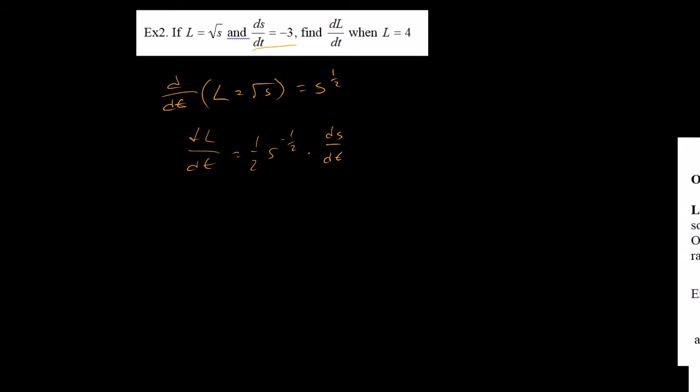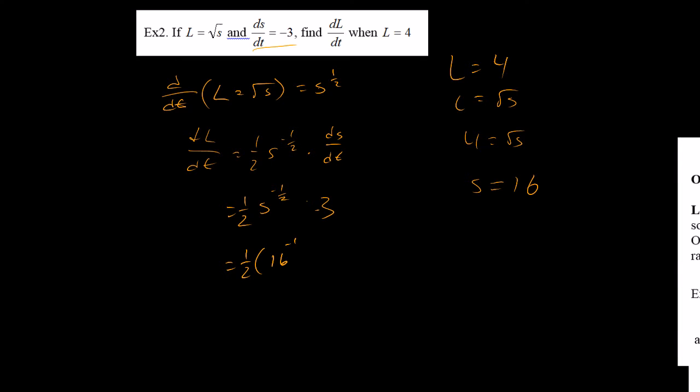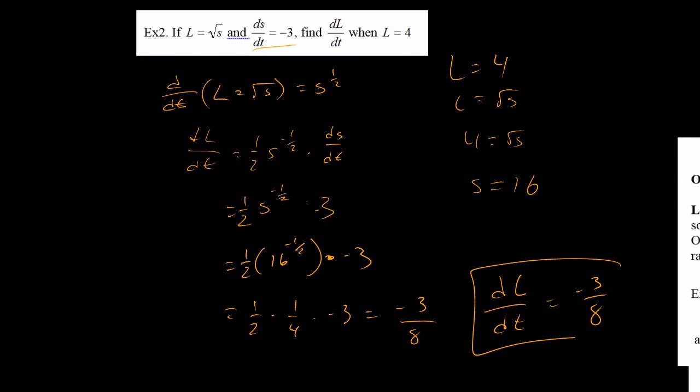We know ds/dt is -3, so we have 1/2 s to the negative 1/2 times -3. And we know L is 4. So if L is equal to 4, and we know L is equal to the square root of s, we know 4 is equal to the square root of s. So therefore s is 16. We plug that in over here, 16 to the negative 1/2 times -3, so we get 1/2 times 1/4 times -3, which is equal to -3/8. So dL/dt is equal to negative 3/8.